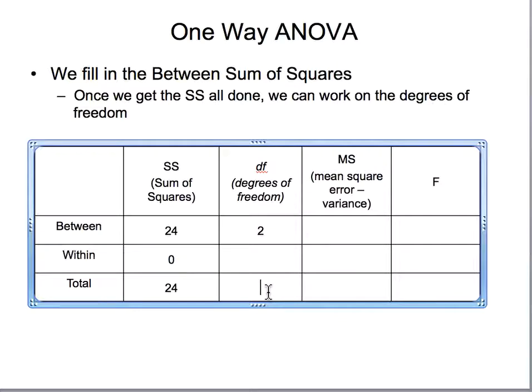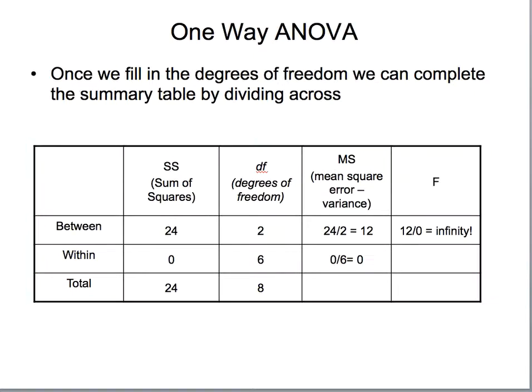And I'll just put these in here. Now my within is always going to be total minus between. So 8 minus 2 will give me 6. Because the between and the within have to add up to the total. So in this case then, I can figure this out otherwise by looking at each particular group.